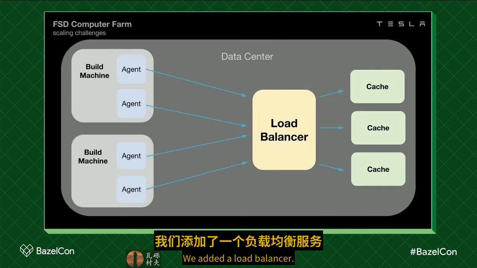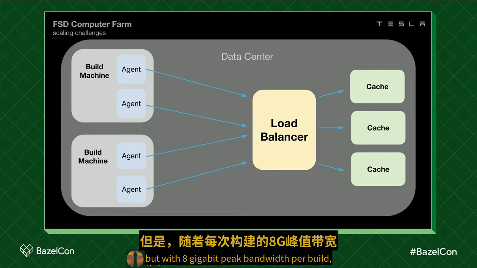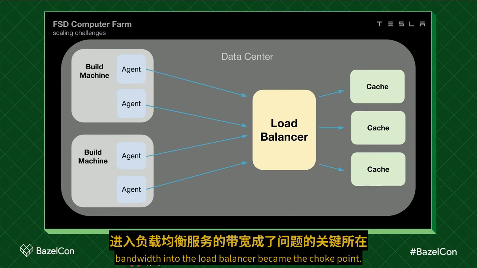We added a load balancer. This solved our disk I/O issues as well as our disk space issues. But with 8 gigabit peak bandwidth per build, bandwidth into the load balancer became the choke point.